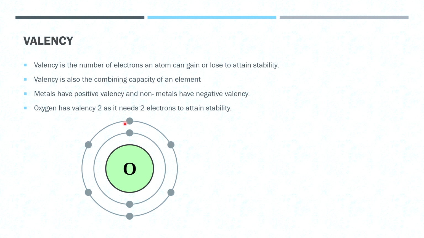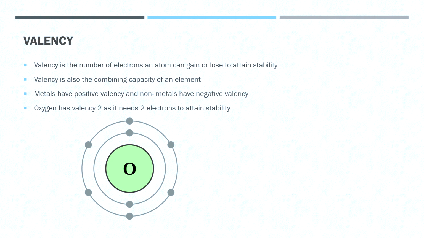An element needs to have 8 electrons in the outermost shell in order to attain stability. So, for oxygen, as you can count, it has 6 electrons in the outermost shell. It needs 2 more electrons to attain stability, and that's the reason it has valency 2. Since it needs 2 electrons to attain stability, it is O2 minus.